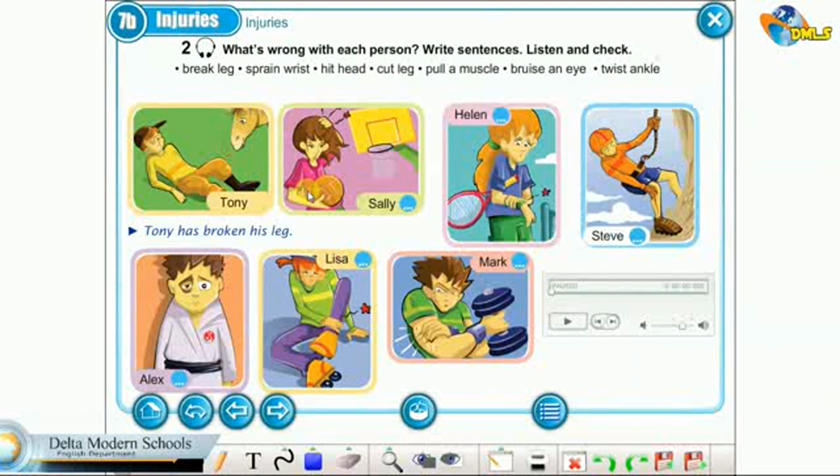Okay, time is up. Now, I want you to tell me what has happened for each of them. Okay? Let's listen, and while you are listening, we are going to know what has happened for each of them. And try to take notes while we are listening.